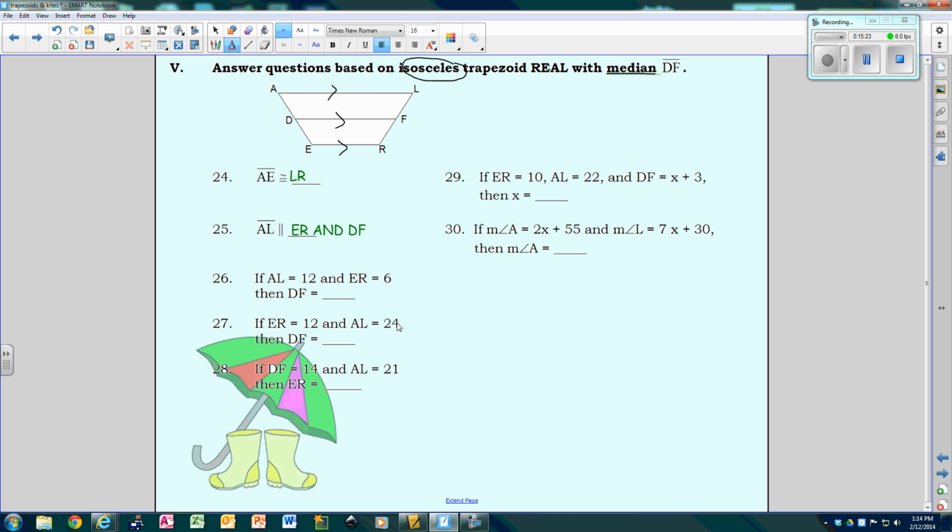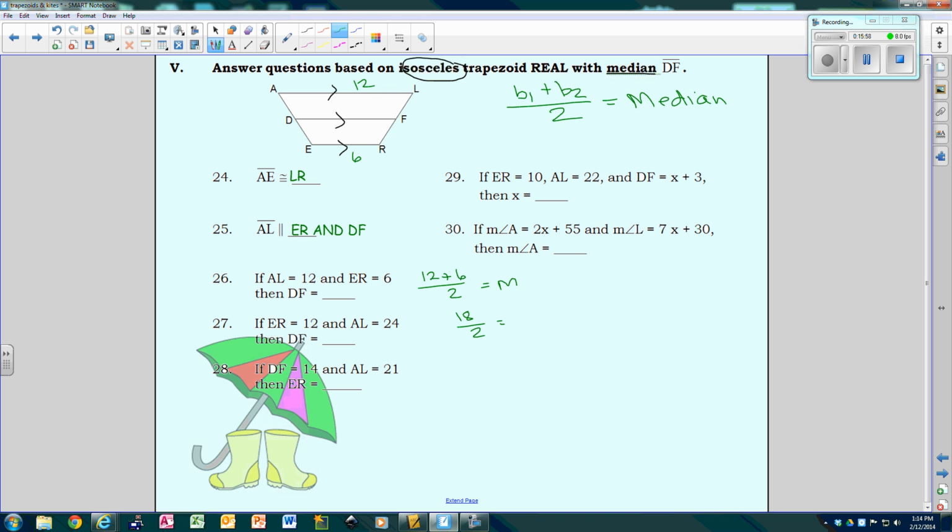So now, if AL is 12, okay, so remember our formula, okay? So let's write our formula down real quick. All right, so our formula, if you'll remember, is base 1 plus base 2 divided by 2, and that will give you your median. All right, so if AL is 12 and ER is 6, what is DF? So 12 plus 6 divided by 2 equals the median. So that would be 18 over 2 equals the median. So the 9 is our median. So this would be 9.